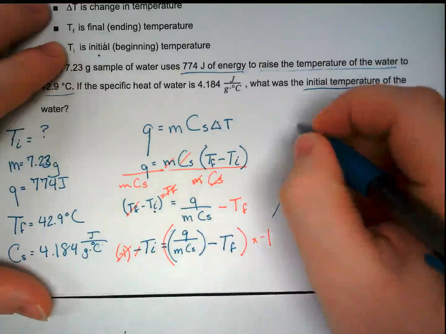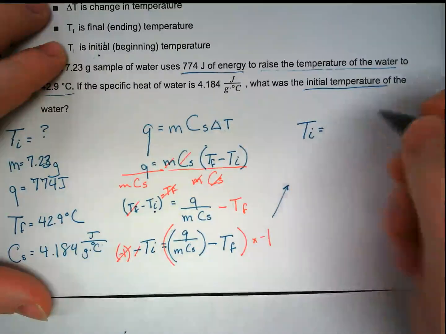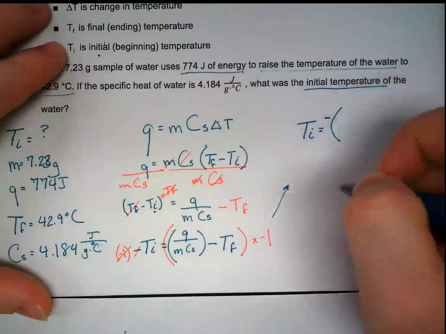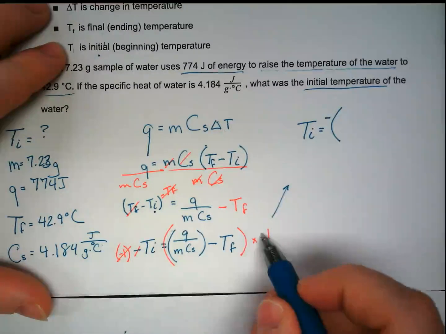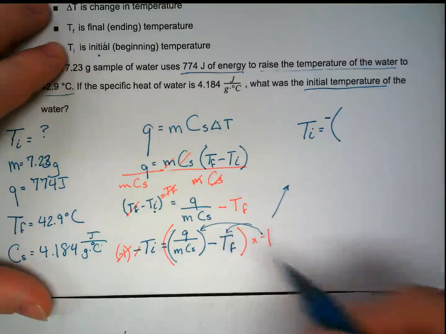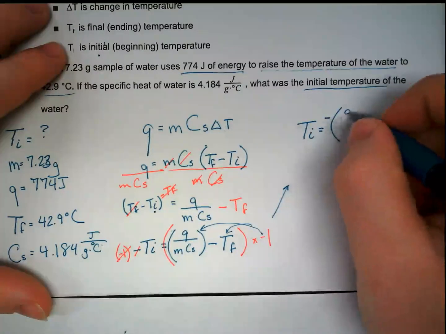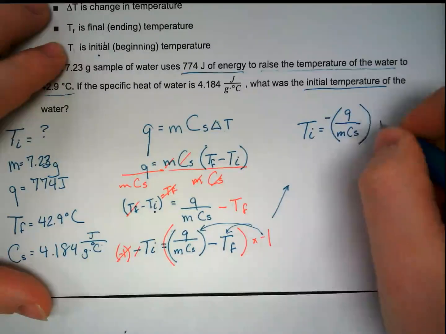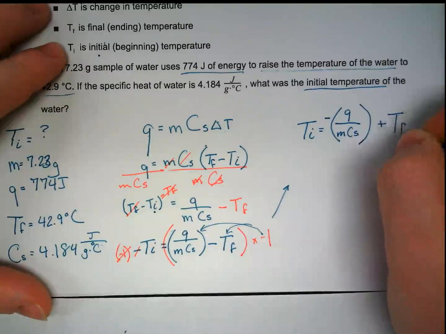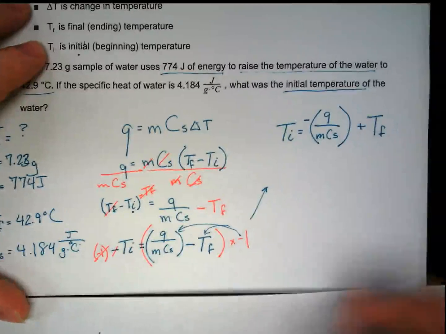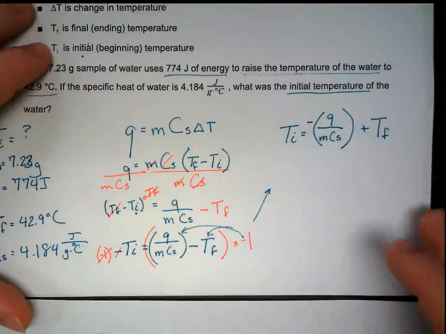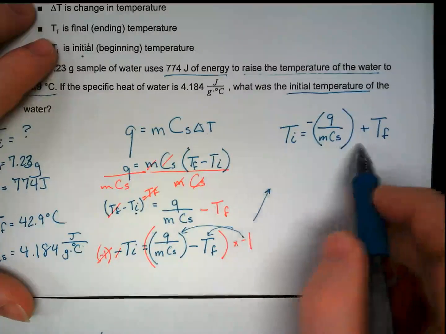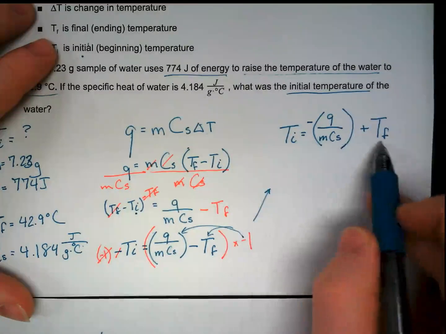I'm going to then have initial temperature is equal to, it's going to be now a negative, because this is now going to go here and it's going to go right here. It's going to be a negative Q over M times CS plus a positive now final temperature. Okay, so again, it's not hard, it's just some algebra. That's all it is. Take it step by step. And now you actually have the equation. Here's the equation.